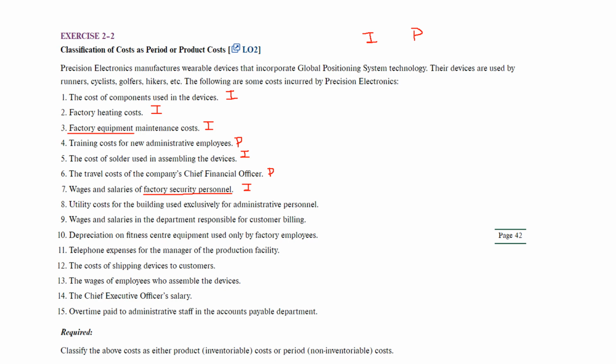Utility costs for the building used exclusively for administrative personnel. So because of that, it's the utilities for administrative personnel. This is going to be a period cost. It has nothing to do with actual production or the production facility.